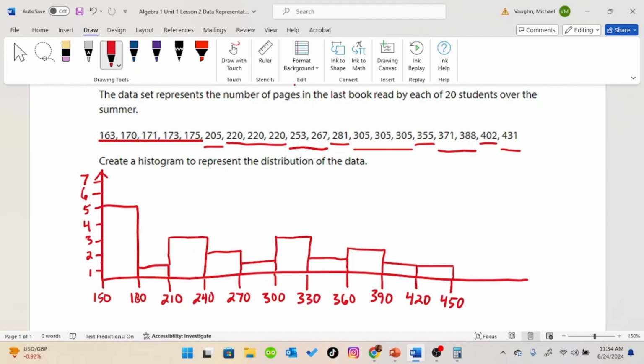We decide on how big each category is, and then we count how many times the numbers that are as big as the left number, but less than the right number, how many times numbers fall into that category, and that's how tall we draw the bars for that category.